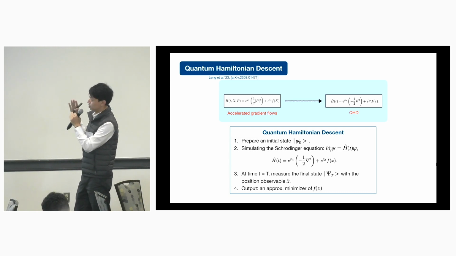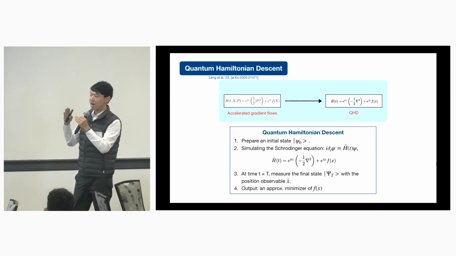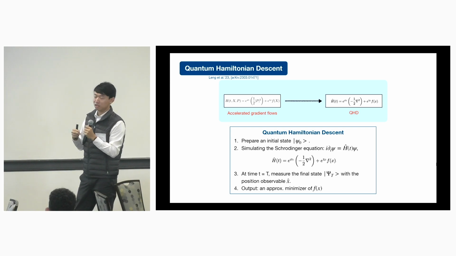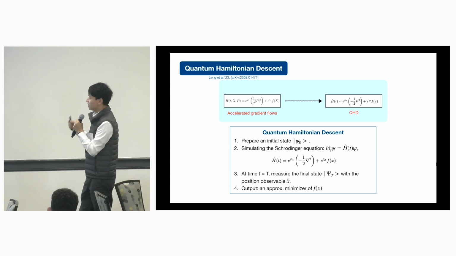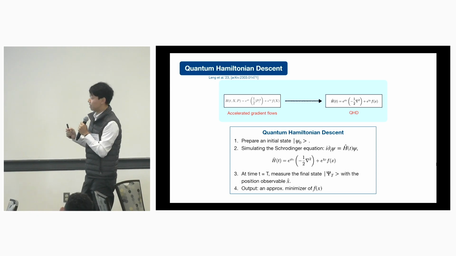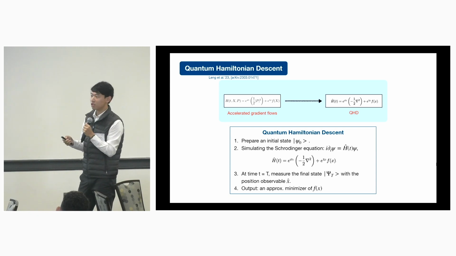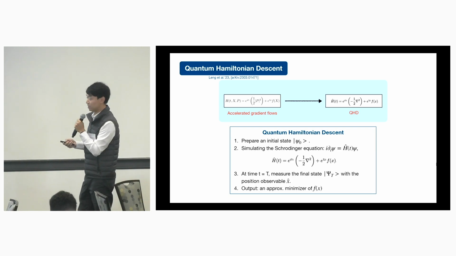And at this point, this wave function is usually very highly concentrated and clustered around the global minimizer. So in that case, we have a very high chance to get an approximate minimizer of this function. And the quality of that minimizer is usually very good because of this quantum tunneling effect.